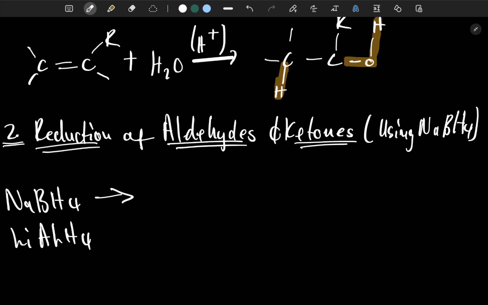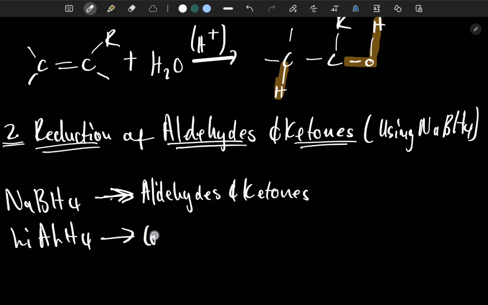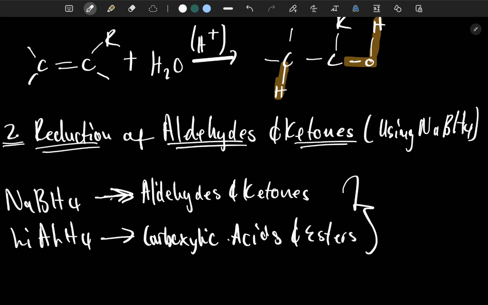Now, this one is very specific. Sometimes you hear them say a soft reducing agent. It works on certain guys. It's picky. It works on aldehydes and ketones. So it's not rough enough. But LiAlH4 can work on carboxylic acids and esters, and it can reduce them again to alcohols. Because basically, all these guys together are called carbonyls.